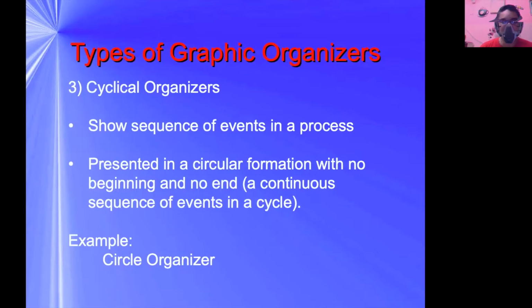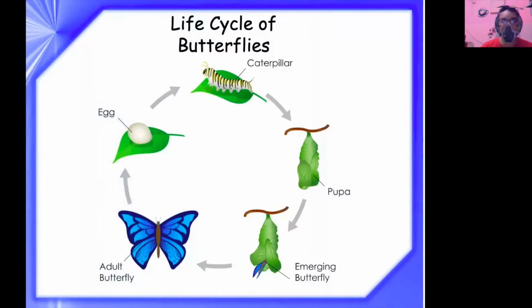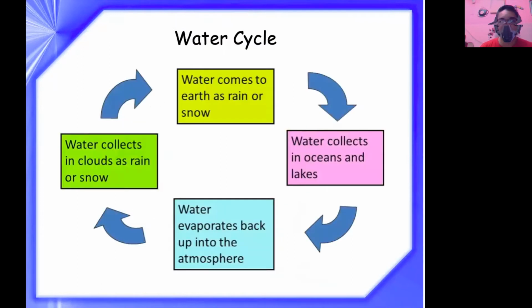Cyclical organizers, this is the third one. Shows sequence of events in the process. Presented in a circular formation with no beginning and no end, a continuous sequence of events in a cycle. For example, circle organizer. Life cycle of butterflies. You see, they start from egg, caterpillar, pupa, emerging butterfly, adult butterfly will lay eggs, and then the cycle will go on and on. This is an example of water cycle.